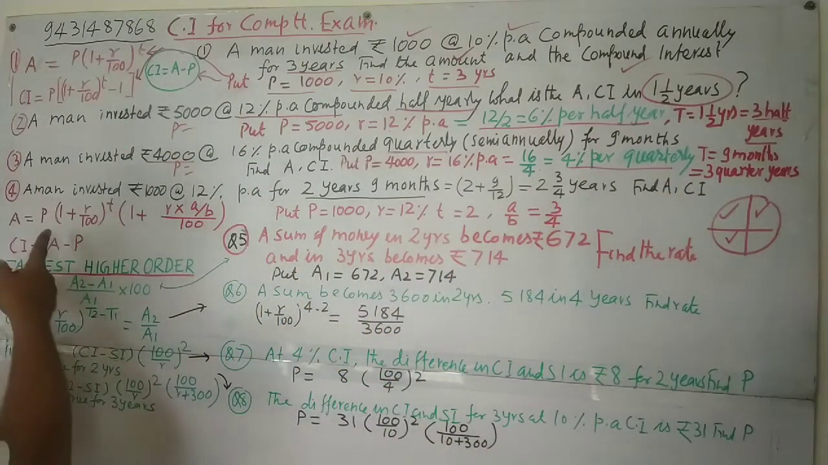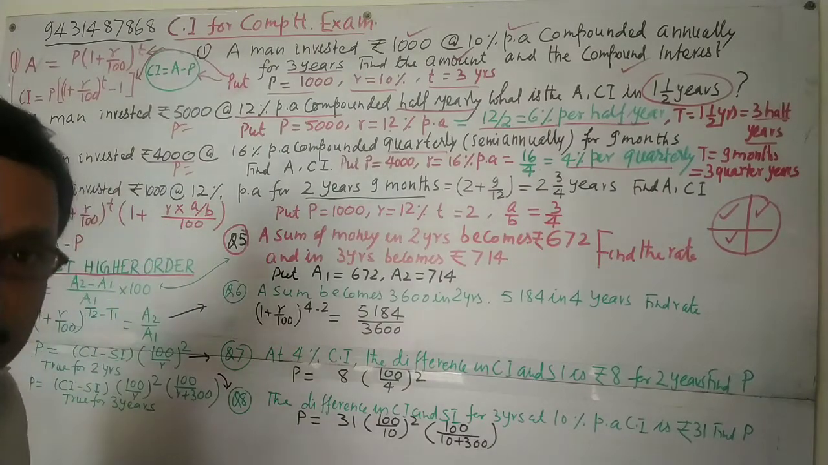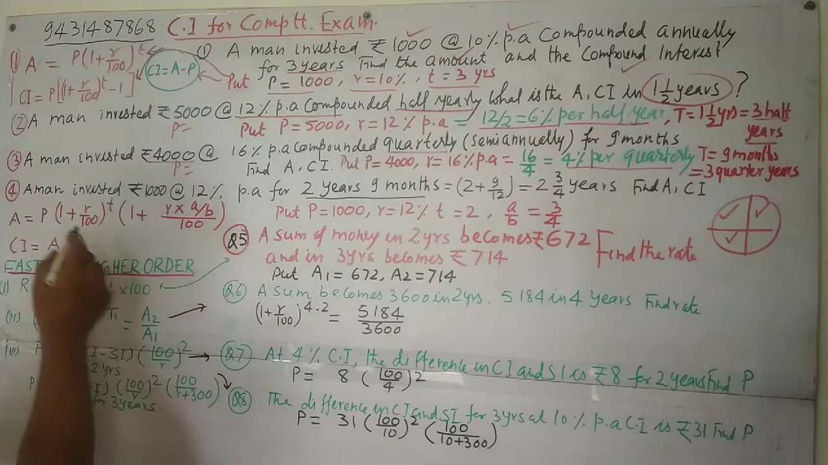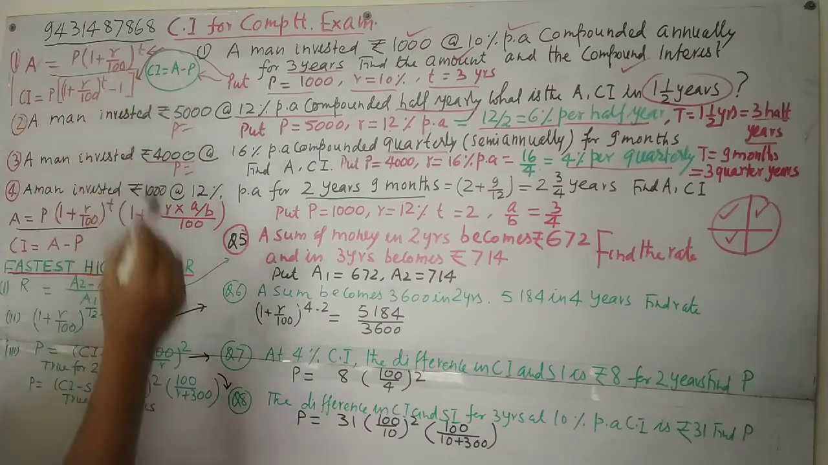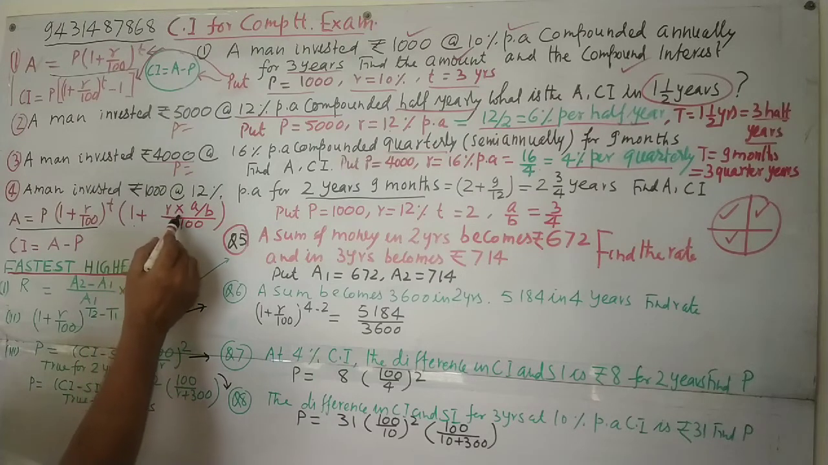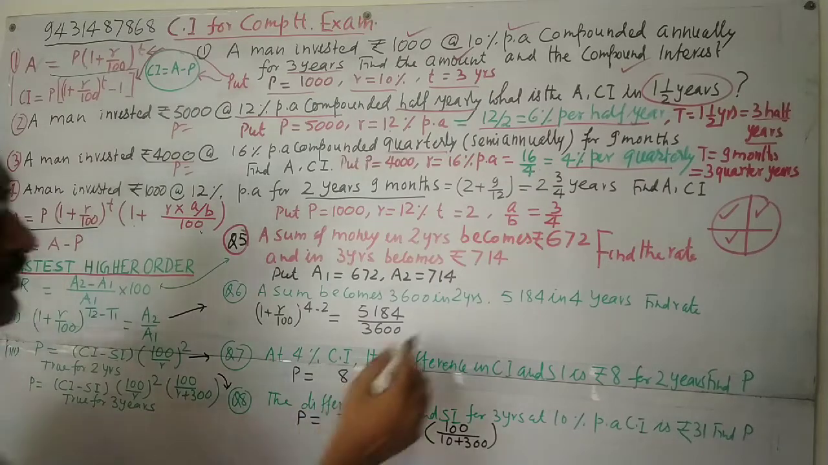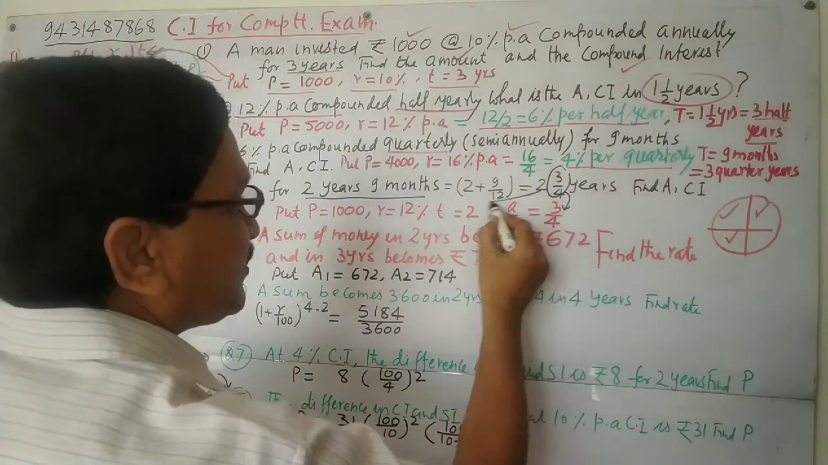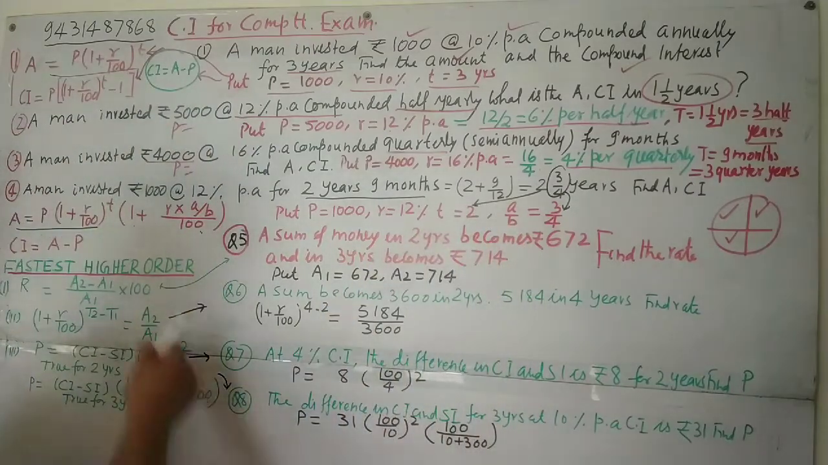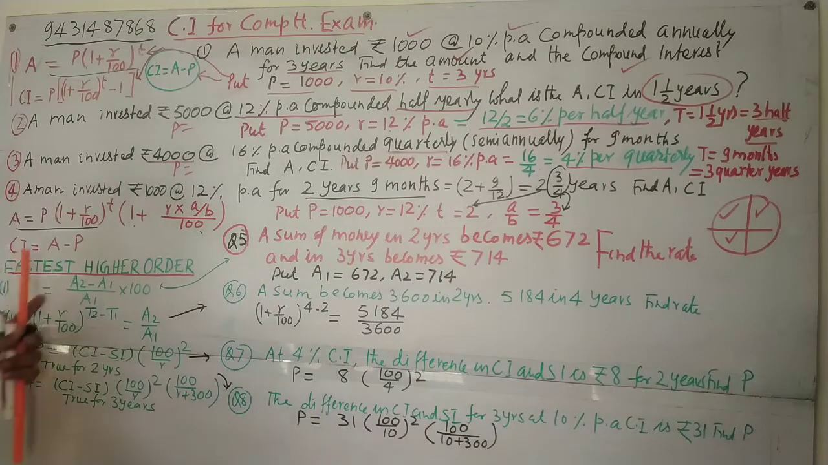Just see, this formula is slightly difficult. Now see how you will use this formula. P into (1 plus R by 100) to the power T, this is as usual. Now the extended one is (1 plus R into A by B into 100). What is A by B? This is called A by B in this question. This is A by B and this is T. So T and A by B both we are getting, put and get the answer. The problem is over. Now these are the fastest higher order problems.